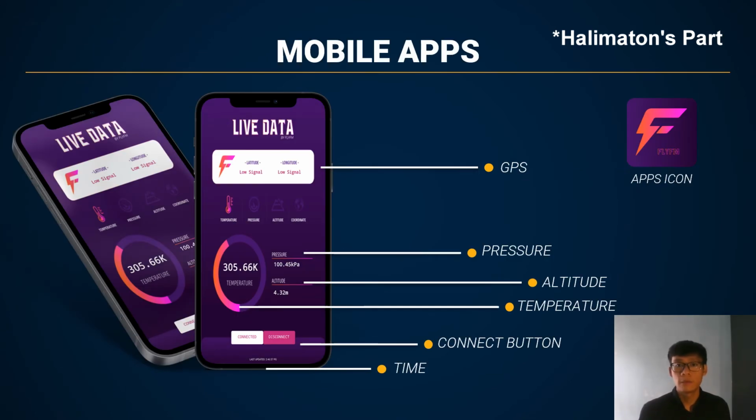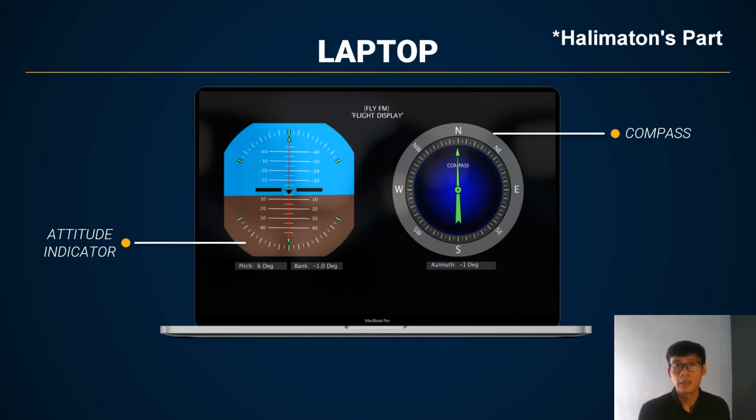This is our FlyFM mobile app. Once the connect button is clicked, the GPS will give out a low signal or good signal. Pressure will be in kilopascals, altitude will be in meters, and temperature will be in Kelvin. The altitude indicator and the compass will be displayed on the laptop.